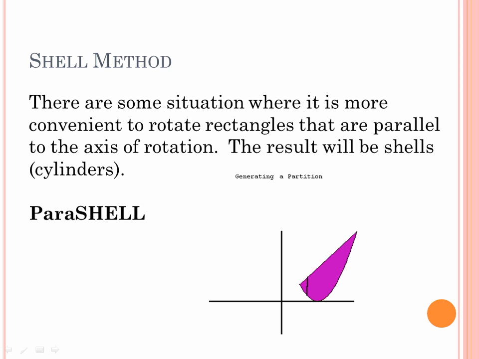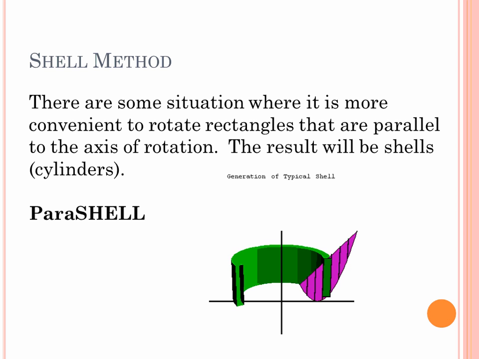So, there's my parashell. There are some situations where it is more convenient to rotate parallel rectangles around our axis of rotation. When this happens, it's going to create what we call shells, what you think of as a cylinder. So there's my animation. We're going to have all of these cylinders that are creating our volume.